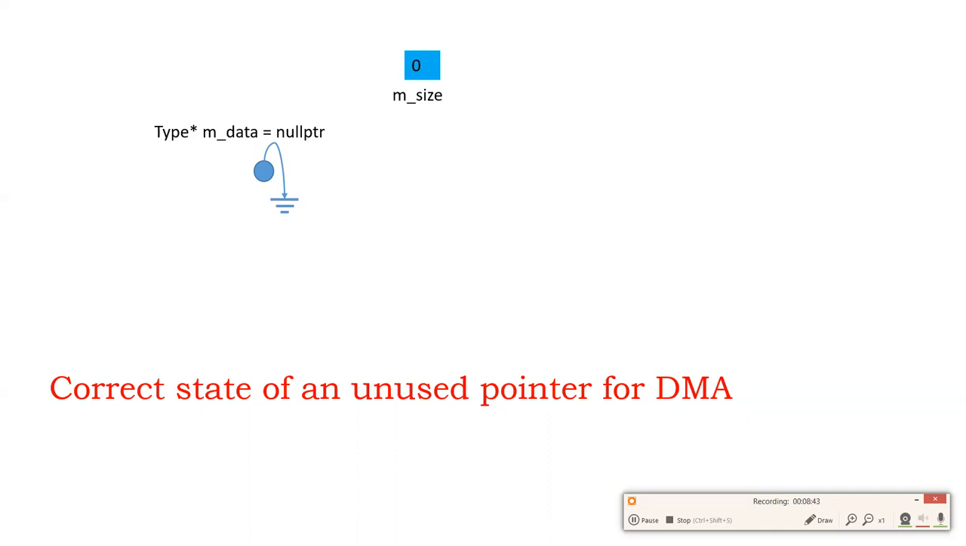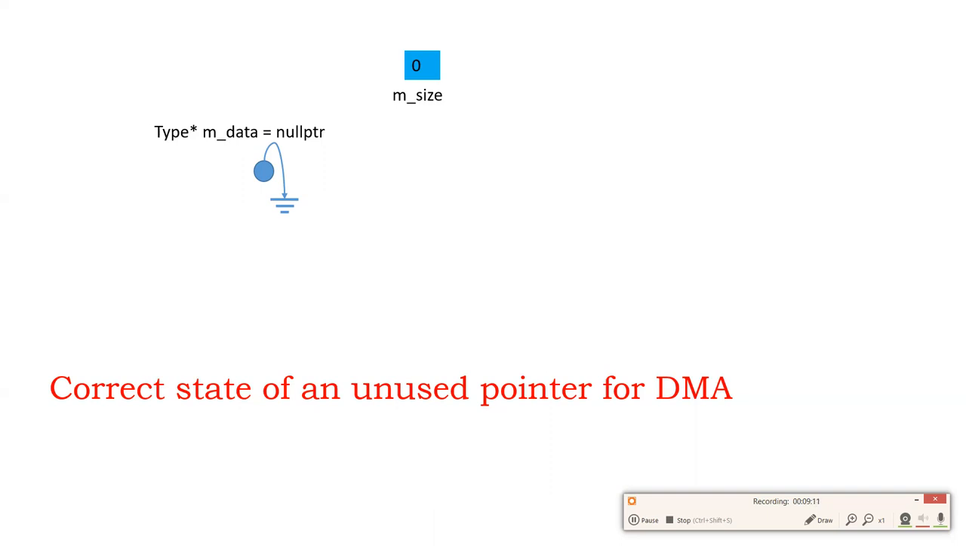Now, the correct state of an unused pointer in dynamic memory allocation is always null pointer, which means be obsessive about it. Whenever you don't know if something's supposed to be null or not, make it null. Doesn't matter. It won't hurt. So you delete something. Should I make it null? I don't know. Make it null. You delete something, immediately afterwards, it has to be null. Always mark that this pointer is not used anymore.